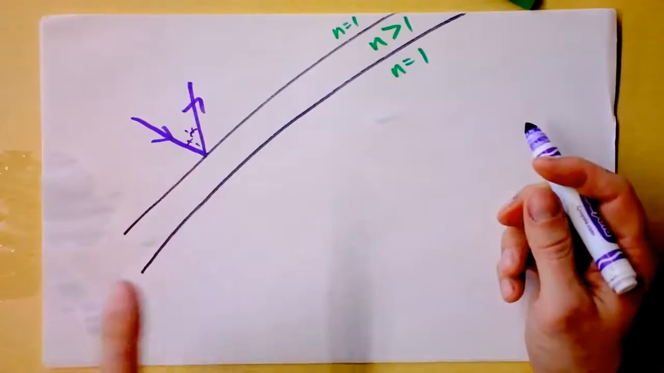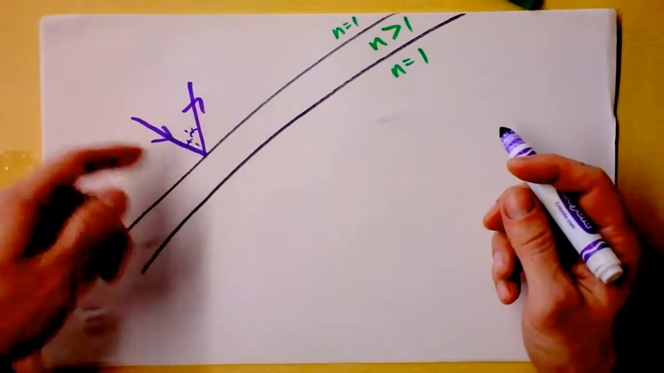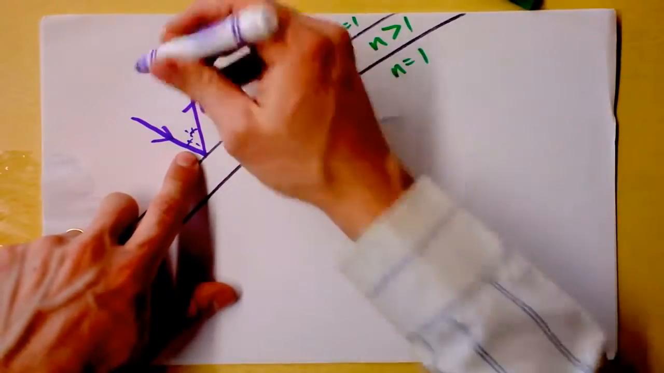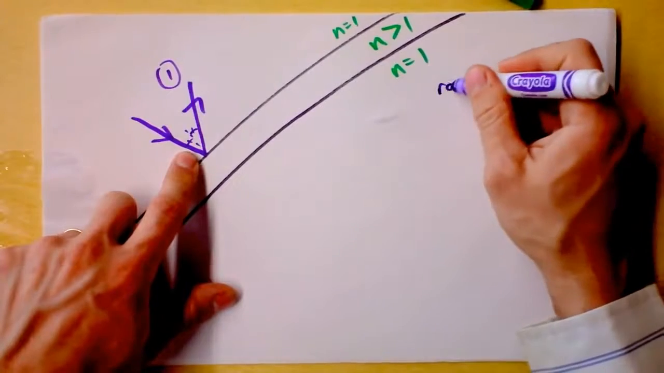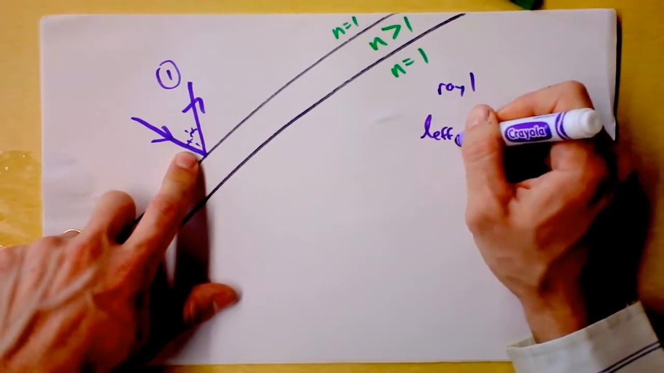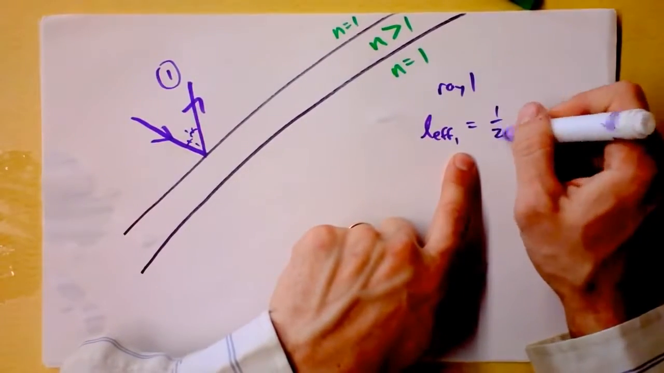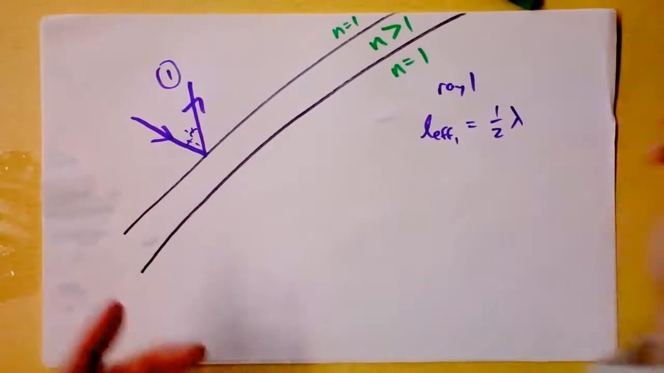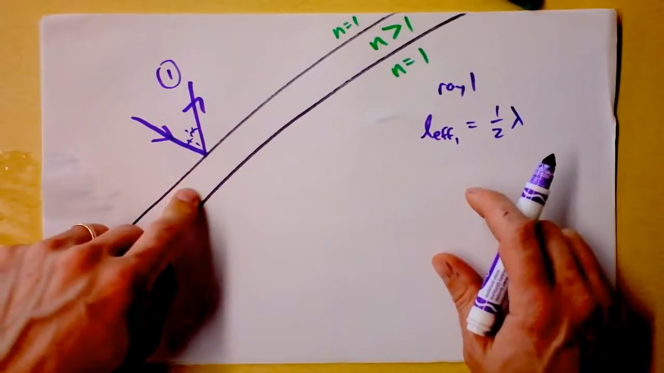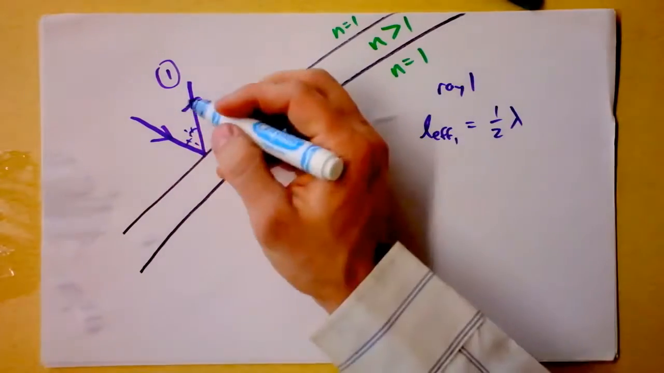Okay, great. But did it experience a phase shift or not? Well, it looks like it's hitting a fixed surface because this is a higher index of refraction, so it is going to experience a phase shift. Ray 1, I'm going to say its effective path length is equal to, well, I guess it's going to be 1/2 of the wavelength because it's a phase shift of 180 degrees when you hit off of a higher index of refraction and reflect. So then there's ray 2, and it's starting from the same place as ray 1.